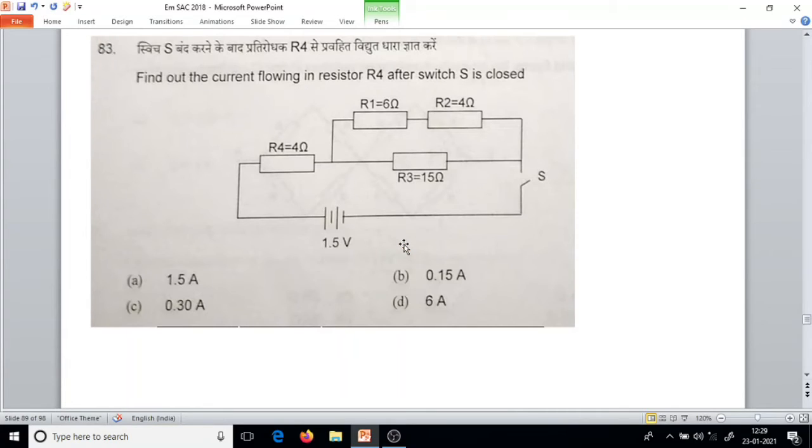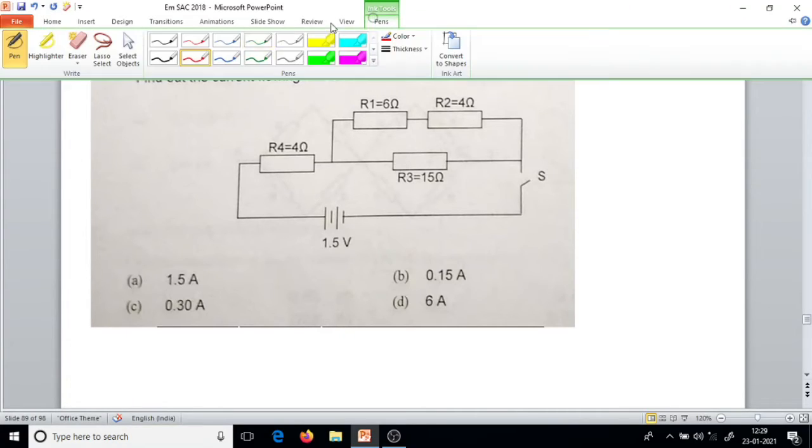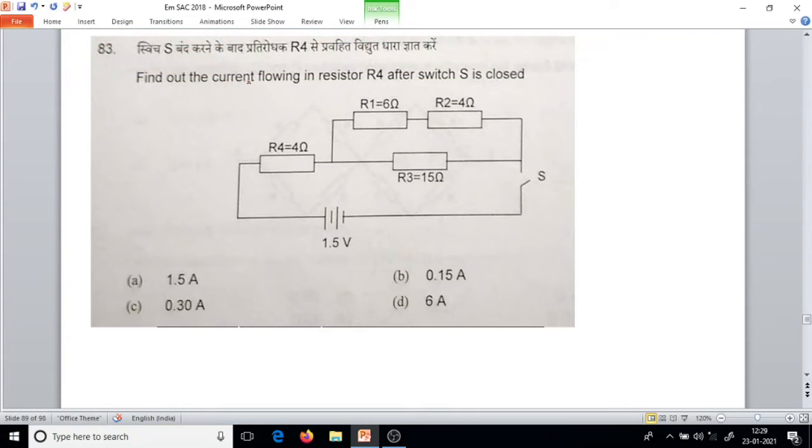Question number 83. Find out the current flowing in resistor R4 after switch S is closed. So we have to find what is the current flowing here. For that, first we have to find the equivalent resistance of this part and replace it with a single resistor.